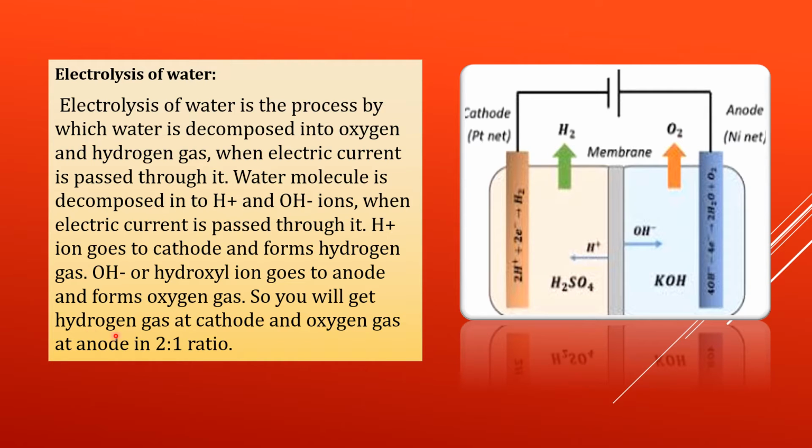So you will get hydrogen gas at the cathode and oxygen gas at the anode in a 2:1 ratio. Why this 2:1 ratio? Because hopefully you have remembered the formula of water, that is H2O. So H2O means 2 parts of hydrogen and 1 part of oxygen are there in a water molecule. That's why we generally get 2 parts of hydrogen at the cathode and 1 part of oxygen at the anode.